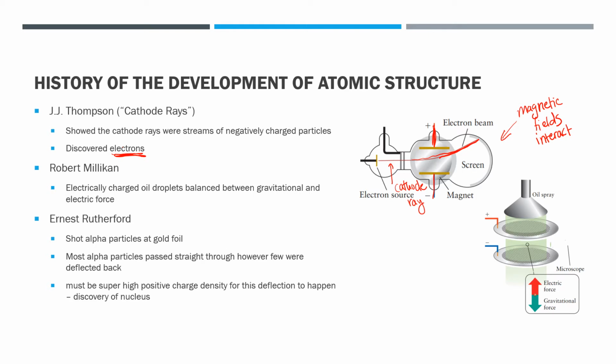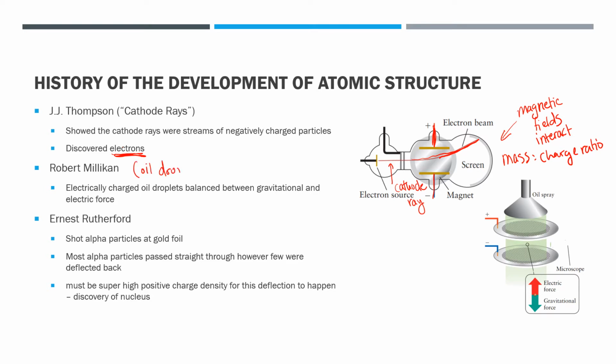Also, based on the amount of the curvature of the ray, he was able to determine the mass to charge ratio of the electrons. So this was really interesting and was a huge development, and one of the first subatomic particles that were actually discovered. The next big experiment was Robert Millikan's, and this is called Millikan's oil drop experiment.